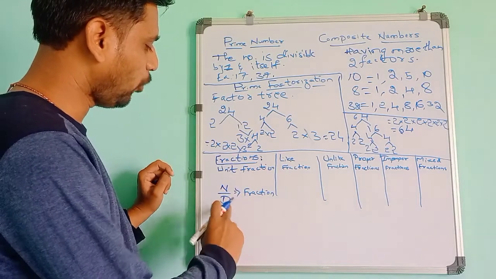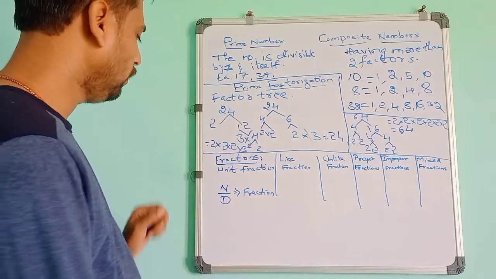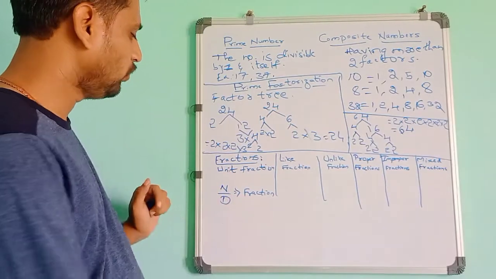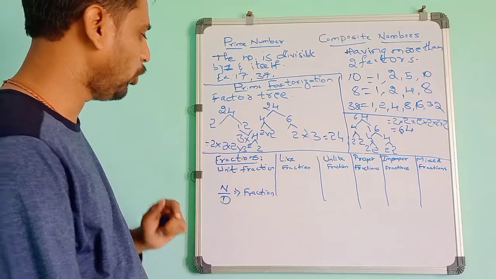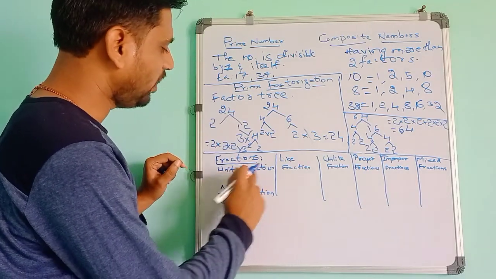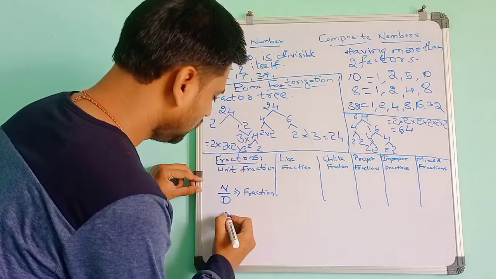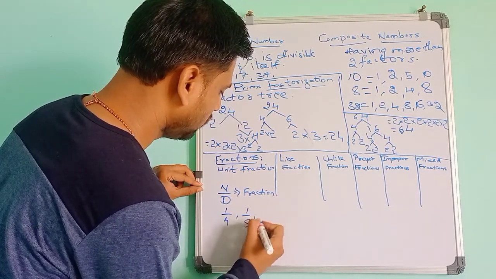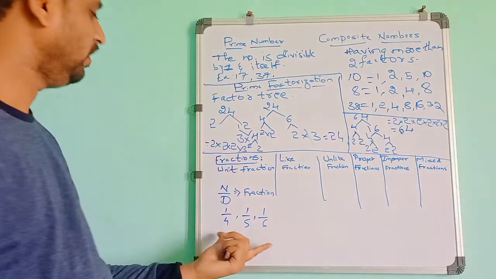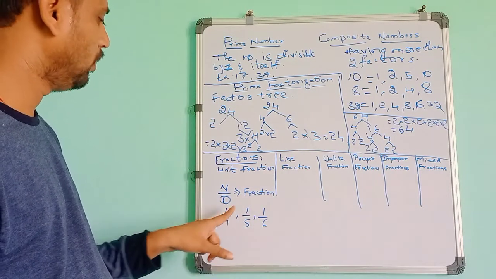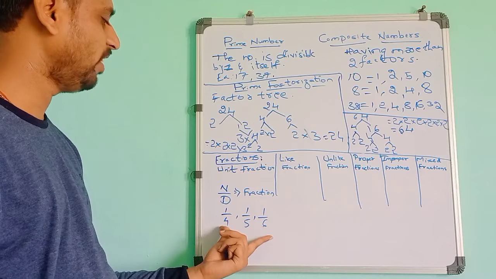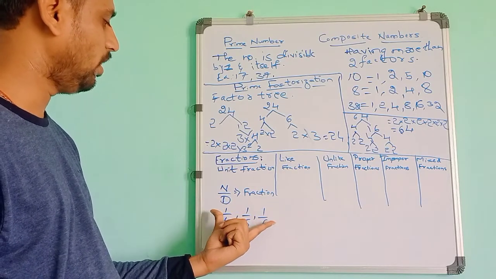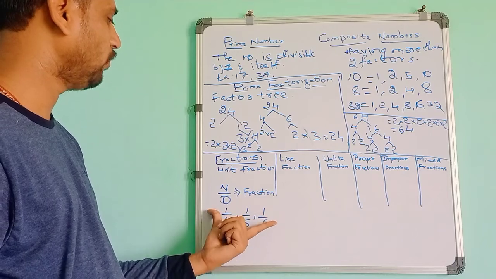So the numerator and denominator should not be 0. So fraction is numerator by denominator. So in that, what is a unit fraction? Unit fraction is nothing but, for example, 1 by 4, 1 by 5, 1 by 6. Here denominators are different but numerators are the same. This is called a unit fraction.